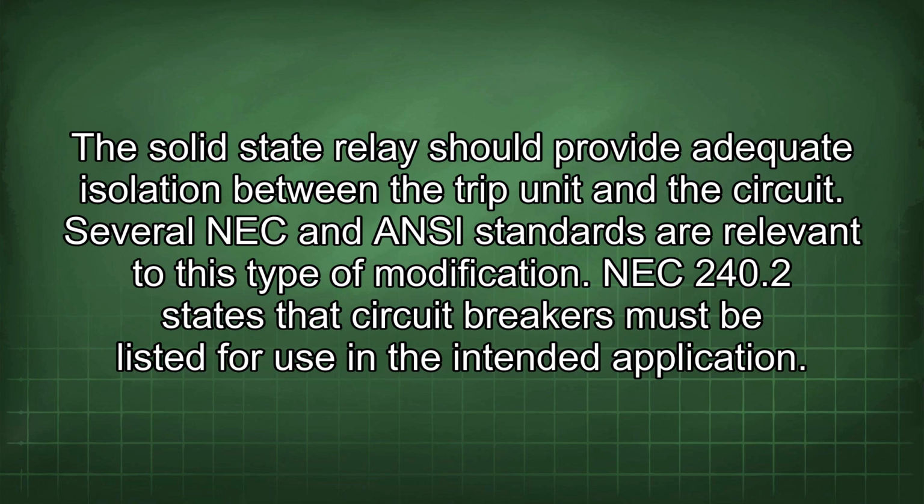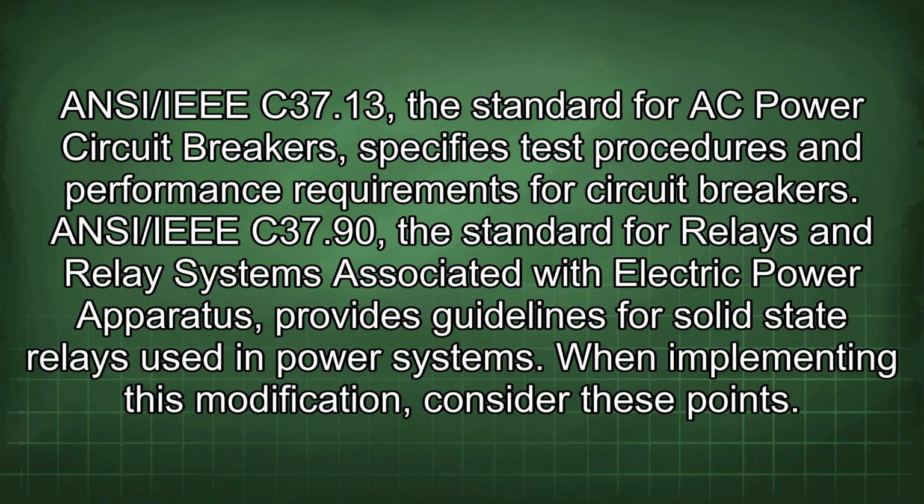Several NEC and ANSI standards are relevant to this type of modification. NEC 240.2 states that circuit breakers must be listed for use in the intended application. ANSI/IEC 37.13, the standard for AC power circuit breakers, specifies test procedures and performance requirements for circuit breakers. ANSI/IEC 37.90, the standard for relays and relay systems associated with electric power apparatus, provides guidelines for solid-state relays used in power systems. When implementing this modification, consider these points.